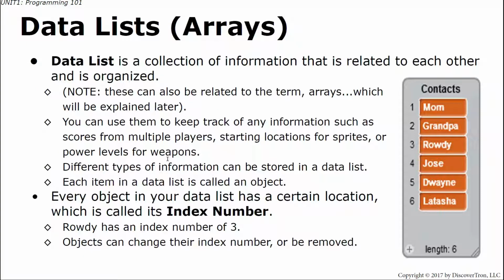Next, we're going to talk about data lists. Data lists are essentially arrays. We're not going to use the term array too many times because in Scratch they don't use the word array whenever you create a data list, but just keep that in the back of your mind. If you start seeing more advanced languages like Java and C#, they'll be using the term arrays for your data list. And a data list is a collection of information that's related to each other and it's organized. These can also be related to the term arrays, which we just talked about.